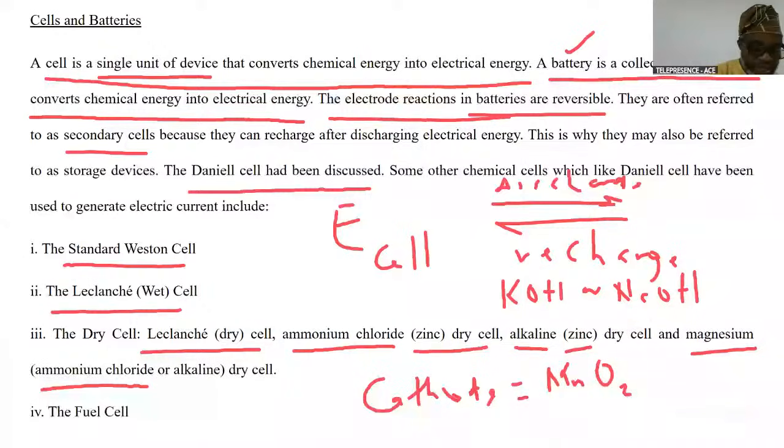So the cell EMF is E cathode minus E anode. E cathode is 0.74, E anode is minus 0.76. As you know, for this electrode it is 0.76. So at the end we get plus 1.5 volts. So the cell can produce a voltage of 1.5 volts.